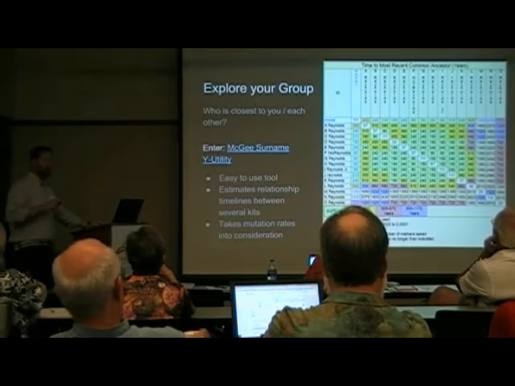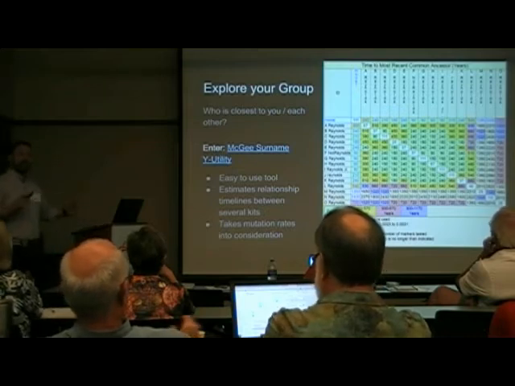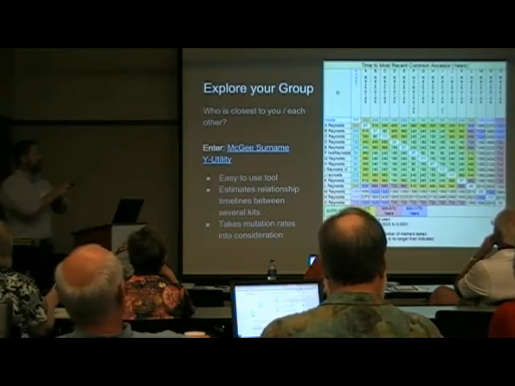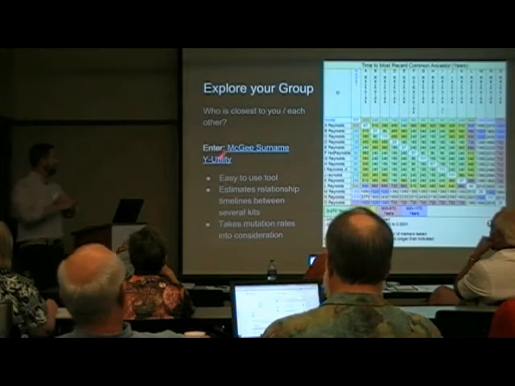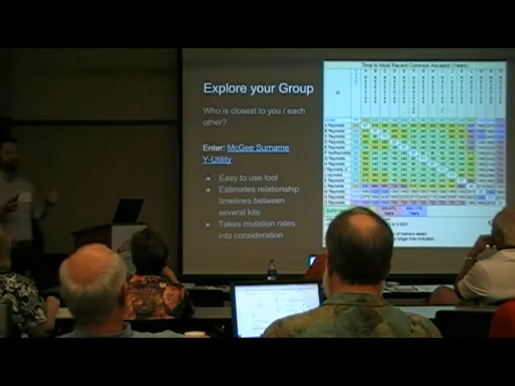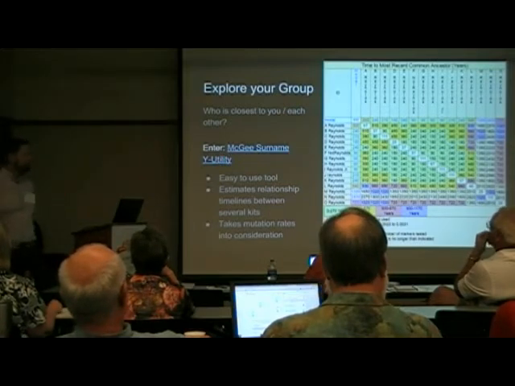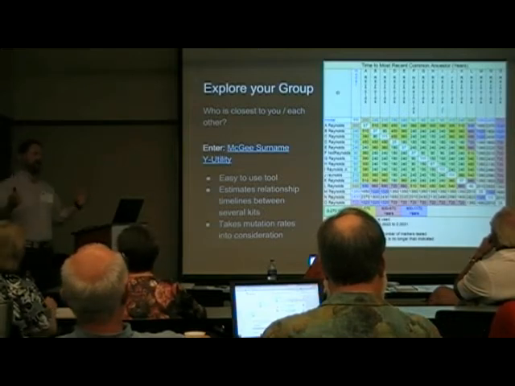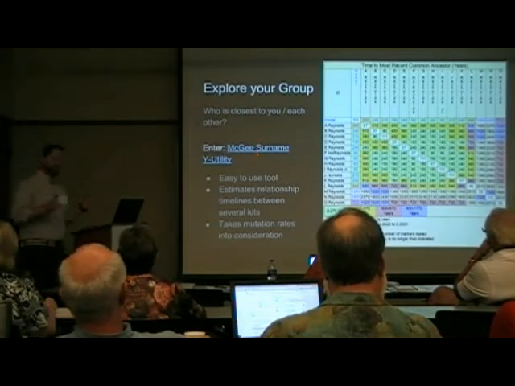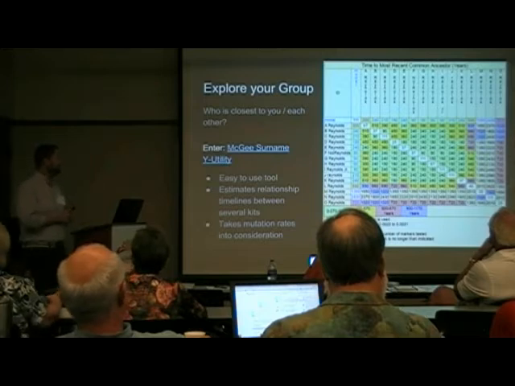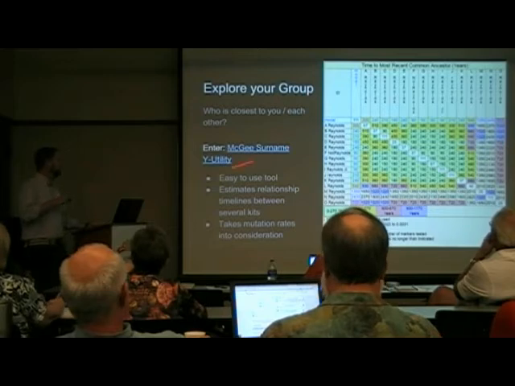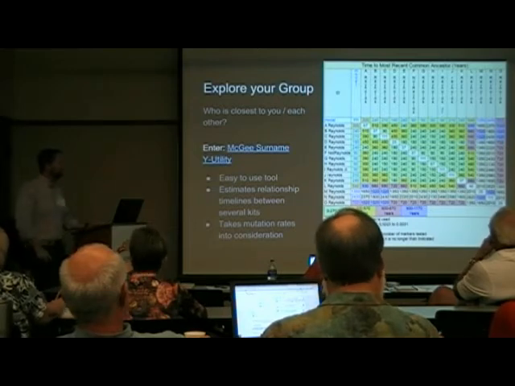Can you tell me now, where do you get this tool? It's online, and I'm going to distribute a copy of this presentation, and this is a hyperlink. It's called the McGee Surname utility. It was created by a surname project administrator who was technologically savvy and saw that there was a need for a tool that would process this for everyone. So it's available online.